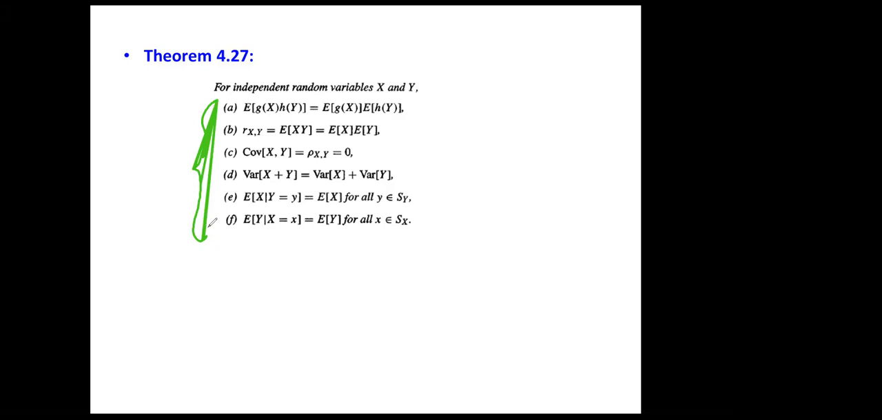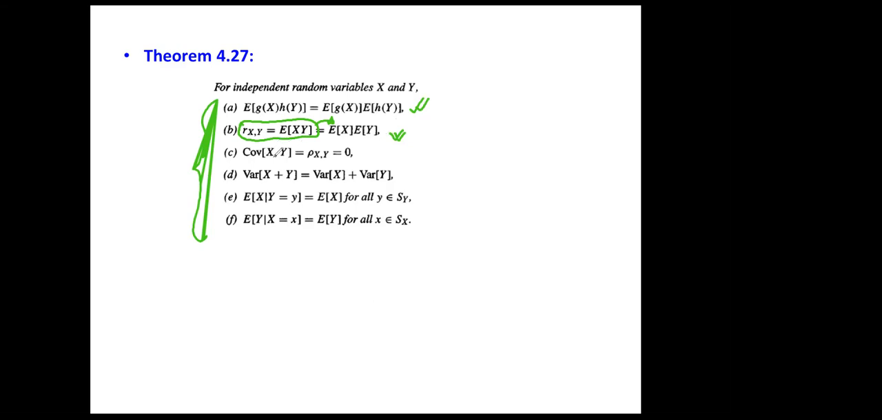The expected value of g(x) and h(y), the function of x and function of y, if I multiply them and take the expected value, that will be the product of the individual expected values of those functions of x and y. This is number one. Number two is that the correlation is the expected value of xy, and then that value will equal E of x times E of y. We already know the correlation is the expected value of xy, but for independent random variables that value is the product of the individual expectations.